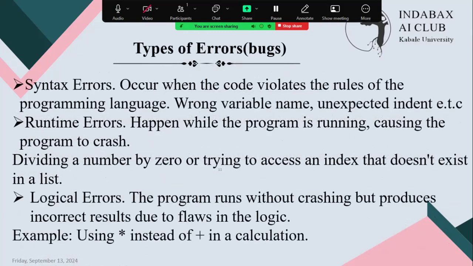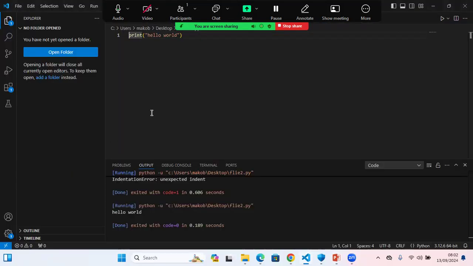Then we have what we call runtime errors. This happens while the program is running, causing the program to crash. For example, when you divide by 0, you run into an error called a runtime error. In real life, we know that when you divide by 0, in math, it tells you that it is impossible, but here we run into an error called runtime error. So let's say I have variable x equals 10, and then I want to say y equals x divide by 0.